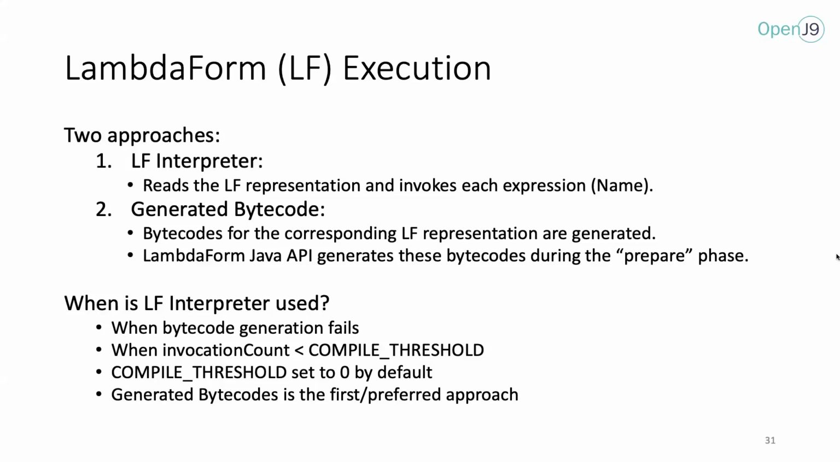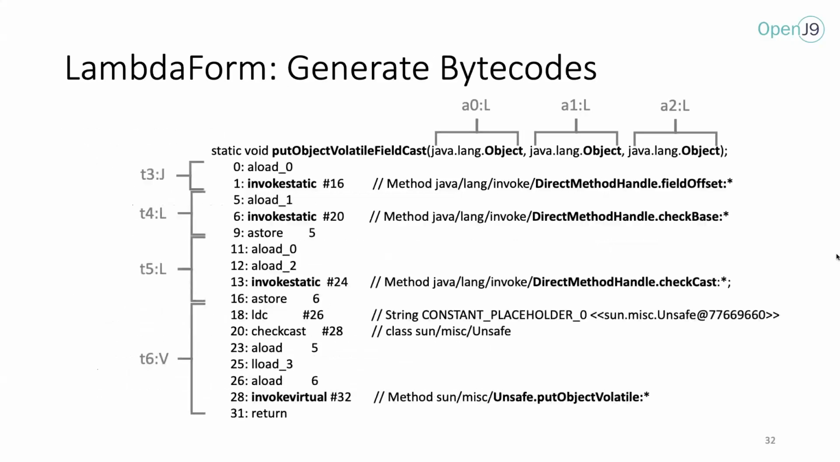So how do the bytecodes look for a LambdaForm? Here's an example. The putObjectVolatile field class is the same method for which we saw the previous LambdaForm example, and it is also related to the MethodHandle findSetter example. The input arguments are objects, and there are 3 of them as they were described in the LambdaForm, and then each of the 4 expressions has associated bytecodes which are annotated in this example.